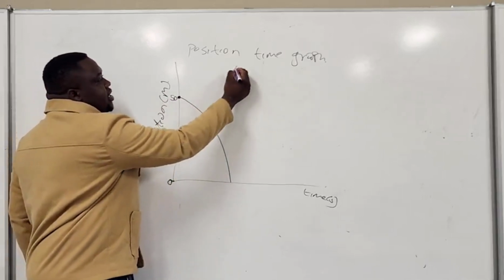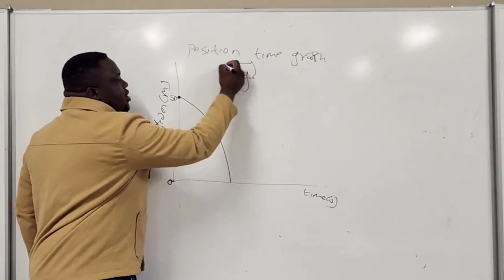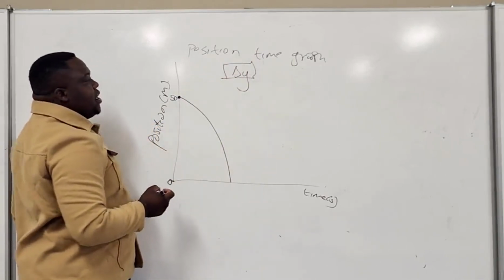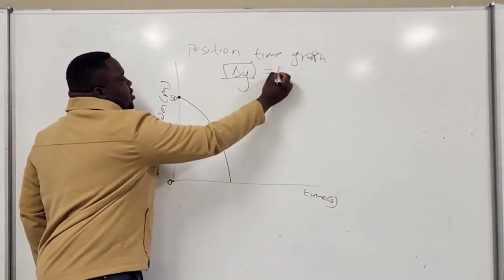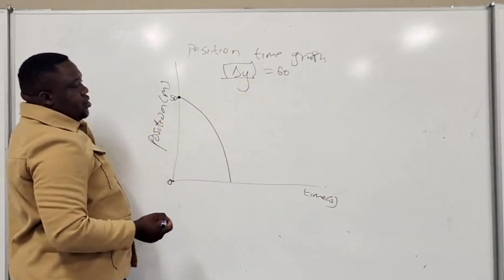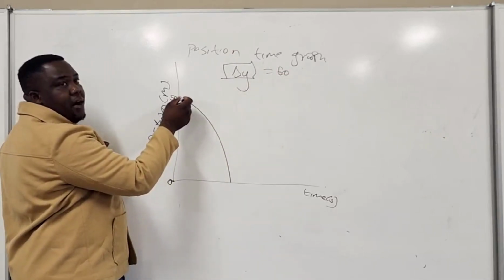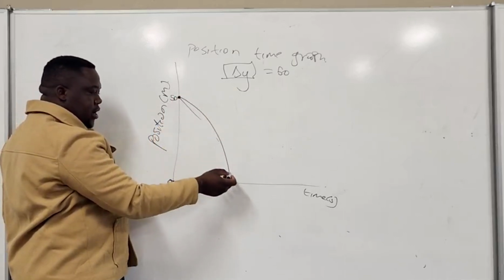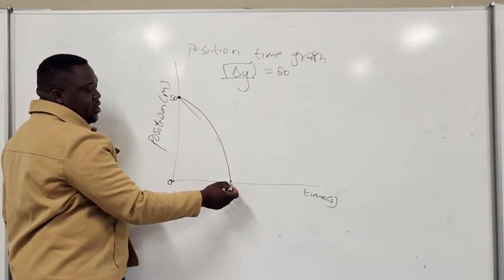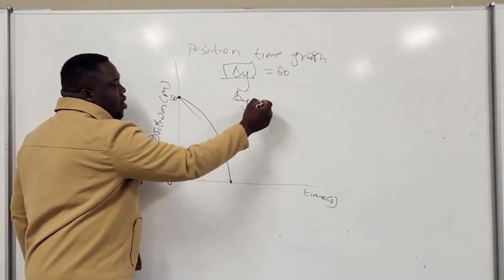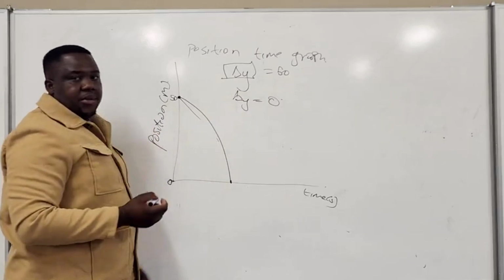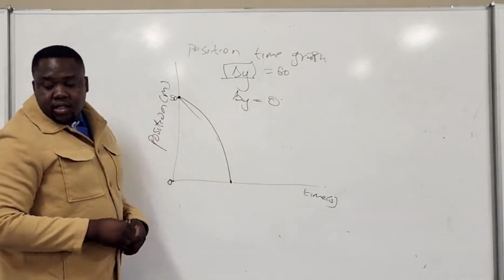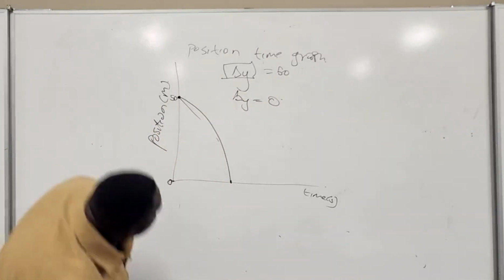So this is delta y. This is the displacement. It means our displacement is 50, because this ball was lifted up by 50 meters, then it was dropped or projected down, and this time around, the delta y is 0 meters. So this is the position time graph.